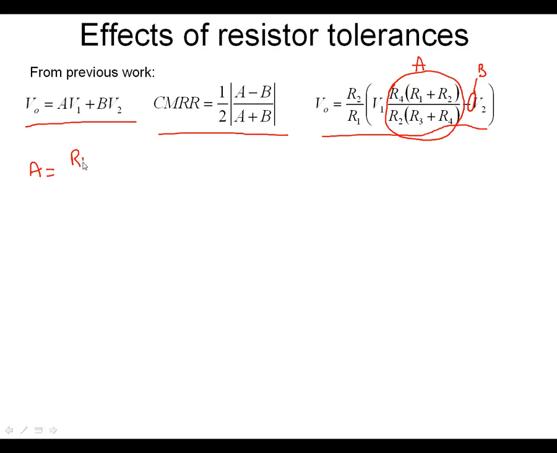A is equal to R4, R1 plus R2, all divided by R2, R3 plus R4. That's our A term, and our B term picks up -1, okay? -1 because we've got the negative sign there. Now if we put those two factors, those two A's and B's, into the second equation, we can now calculate common mode rejection ratio.